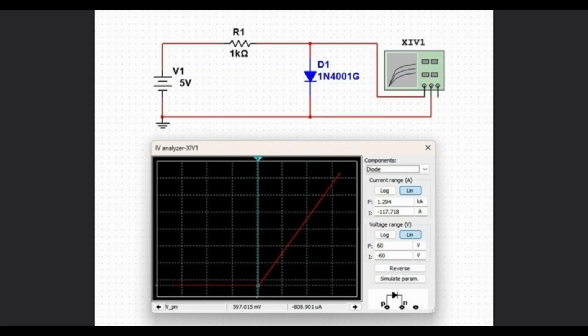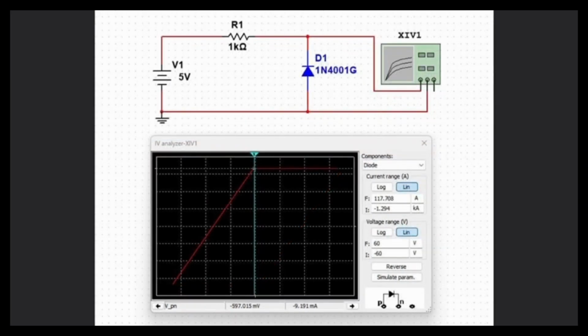I'm going to present on the simulation for question 1. So firstly, we are going to look at the simulation for the forward bias. For this circuit, we use 5 volt for the V1, 1 k ohm for R1 and diode we use 1N4001G model. So by using the IV analyzer, we got this kind of graph. From this graph, we can find that the knee voltage is 597.0 mV.